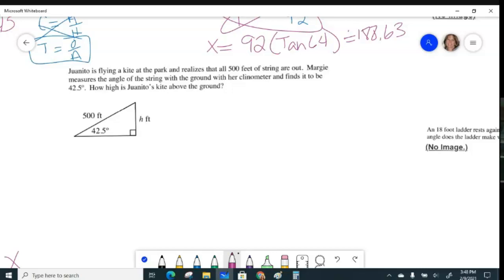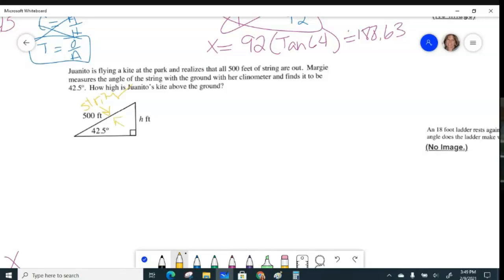All right, so when we are trying to draw these out, of course, the first couple of examples, we actually drew them out already. So for the first few, we've already had it drawn out, and we just have to think about what's happening. So Juanita is flying a kite at the park and realizes that all 500 feet of the string are out. Luckily they have that drawn for us, and this is our string.